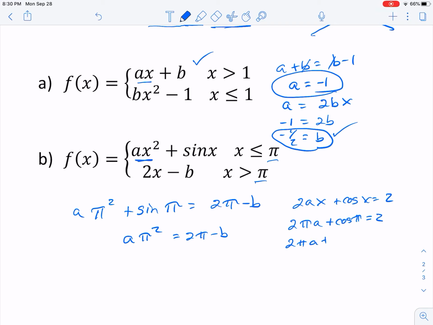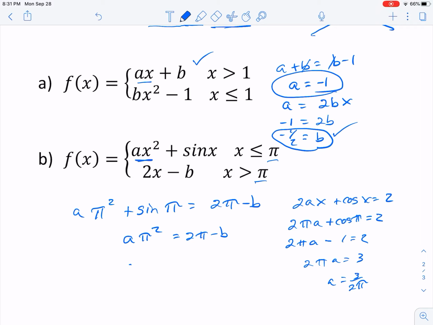Cosine of pi is -1. Whoops. So 2 pi a minus 1 equals 2, so 2 pi a equals 3. So a equals 3 over 2 pi. And if you plug that back in over here, well, that's interesting. I did my math wrong the first time.